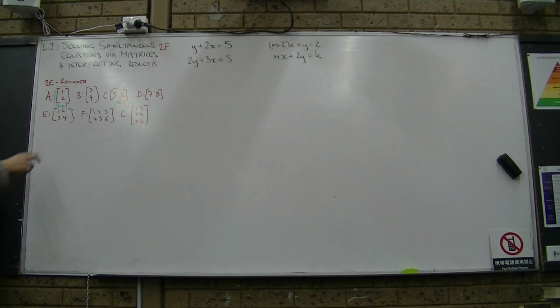Can I multiply E and F? Yes. Can I multiply E and G? Yes. Can I multiply F and G? Yes. How do you know if you can multiply matrices?